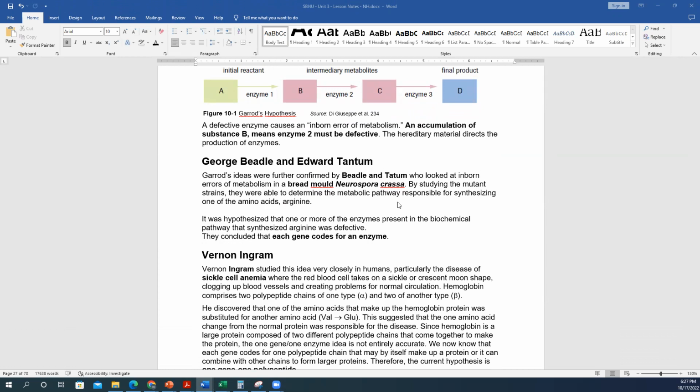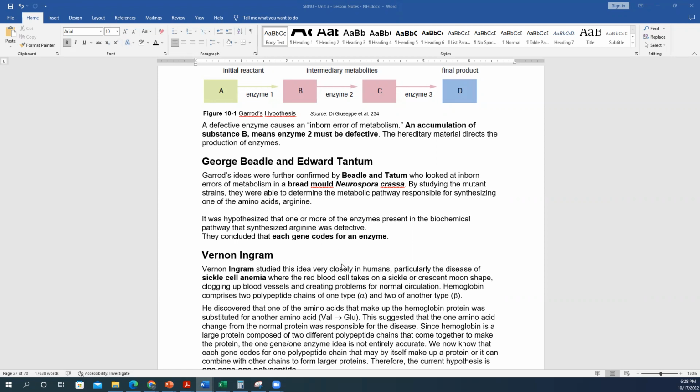And together, they were working on bread mold, or Neurospora crassa, and they were looking at the inborn errors of metabolism associated with bread mold. And so they started looking at the various mutant strains of bread mold. And by looking at these mutant strains, they were able to have a closer look at the metabolic pathway responsible for making of the different amino acids. And specifically, they were looking at the amino acid arginine.